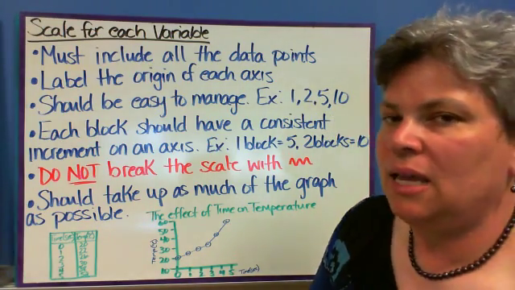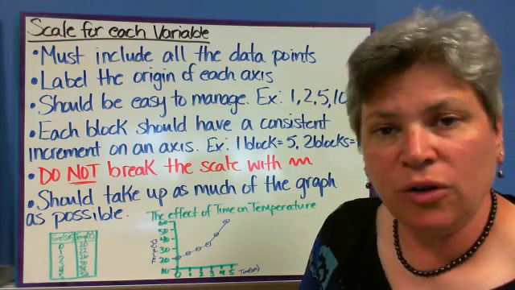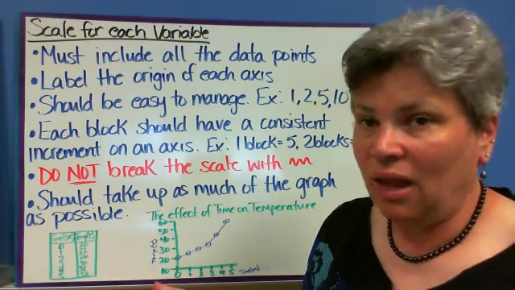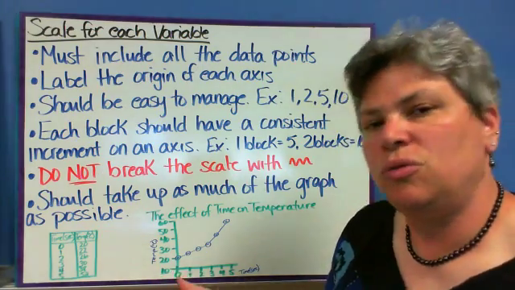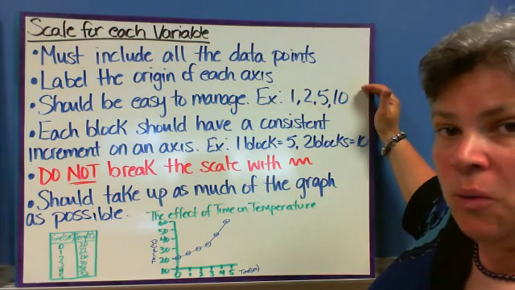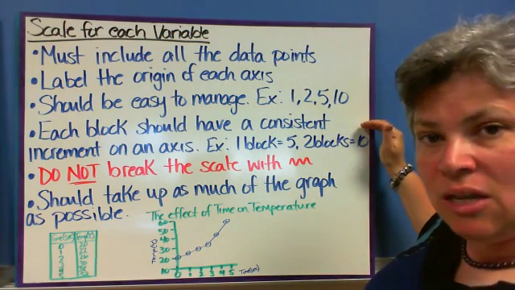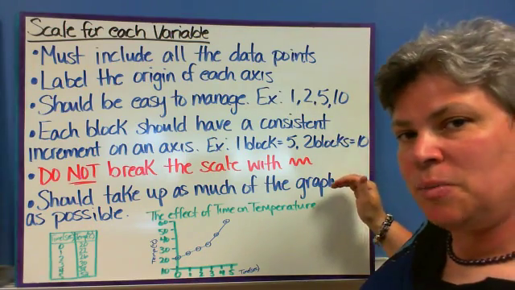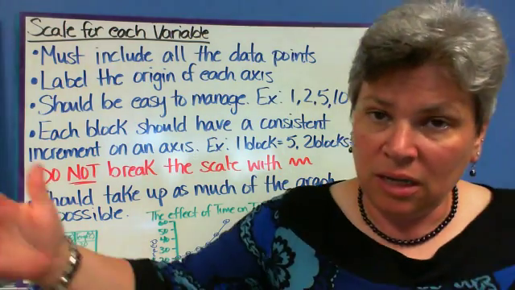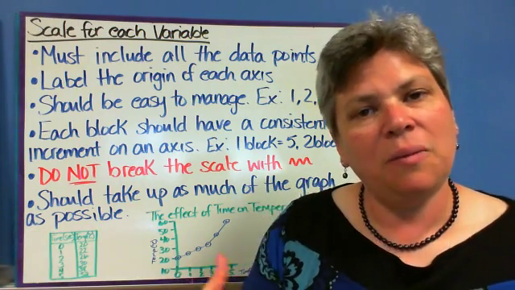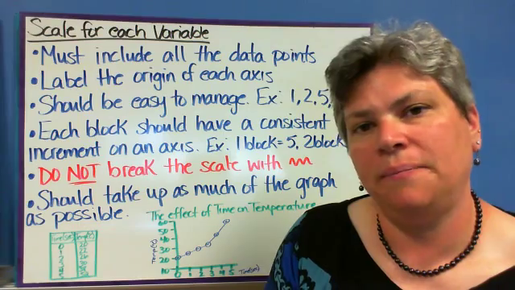Your graph needs to take up as much space as possible. So if your first data point is 2000 and you have to go to 2020, 2000, 2001, 2002, 2003, 2004, 2005, easy to manage. I'm going up by 1. Consistent increment, it's 1 each block. And I'm going to take up as much of that graph as possible because I'm going to need to take up 20 spaces on there. So it spreads out the data. It makes the picture easier to look at.